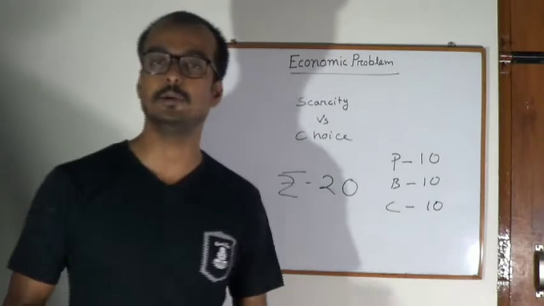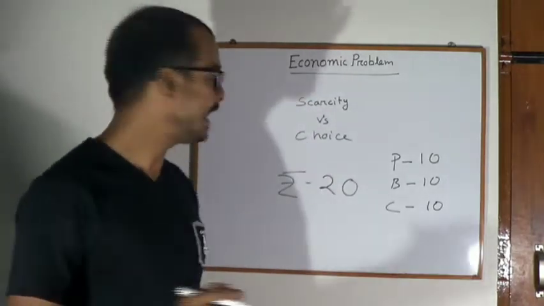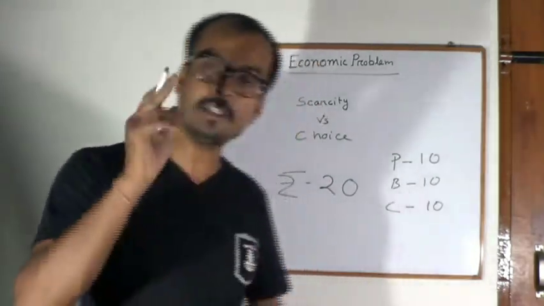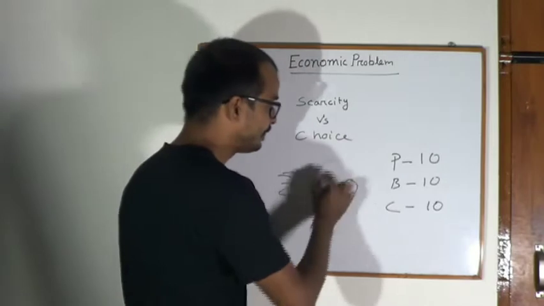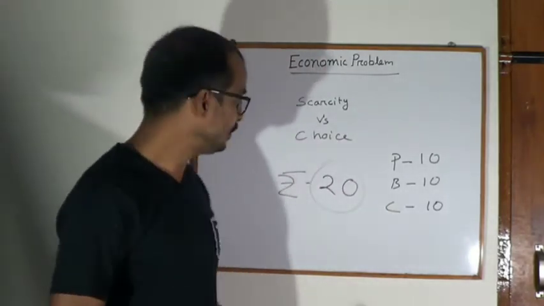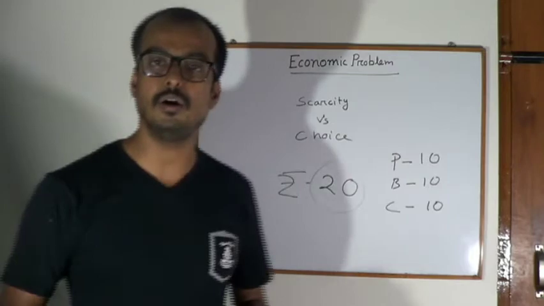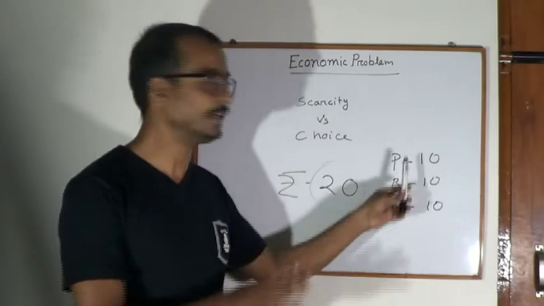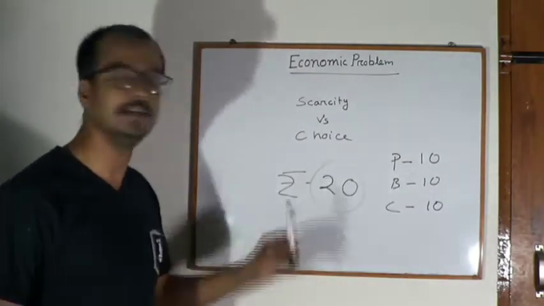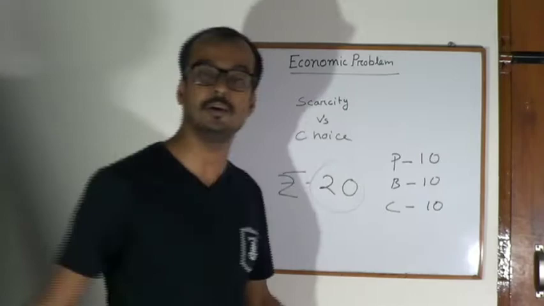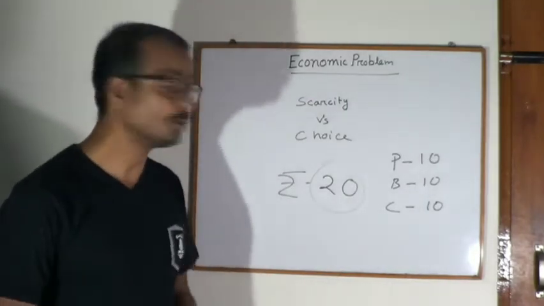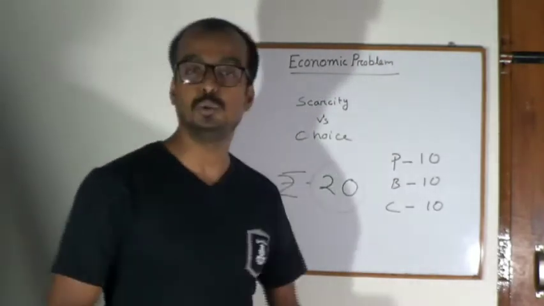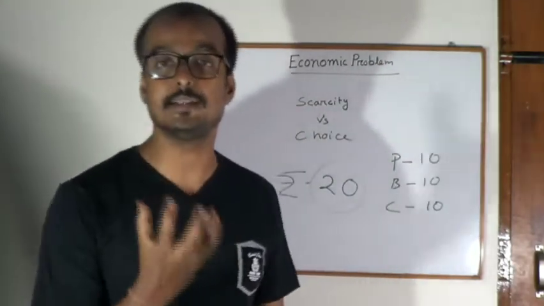So you need three things. You need a pen, you need one packet of biscuit and one cold drink. Now you want all these three things. But the problem is you have only rupees 20 with you. So if you have 20, you cannot have all the three things. Your wants, let me say it as unlimited. Your wants unlimited, your money limited. So it is restricting you to have all the three things. So what you will do? You will choose. Now the problem of choice. This is the economic problem.